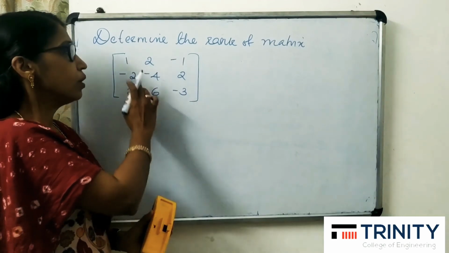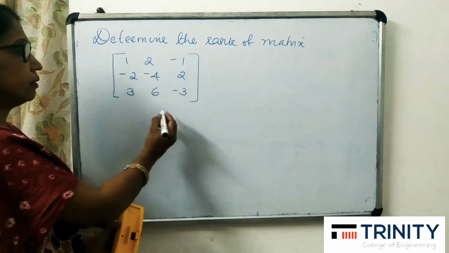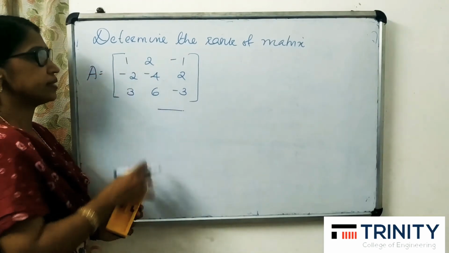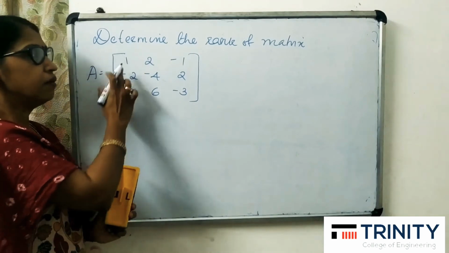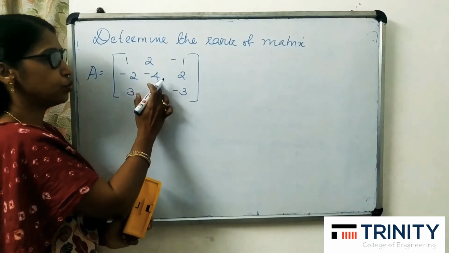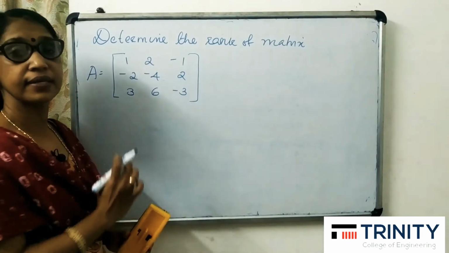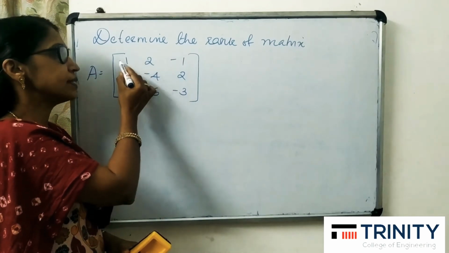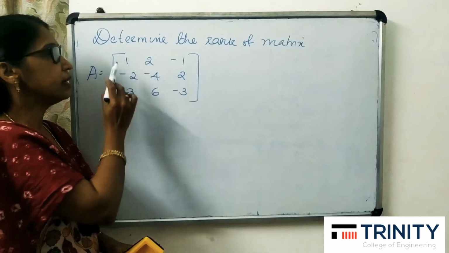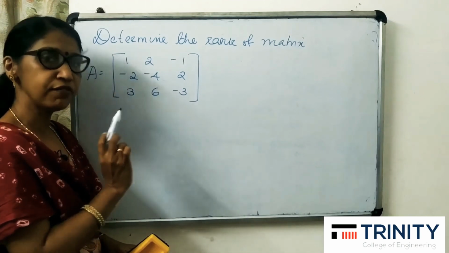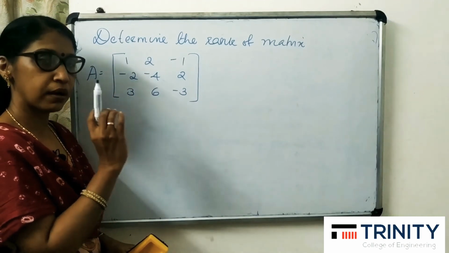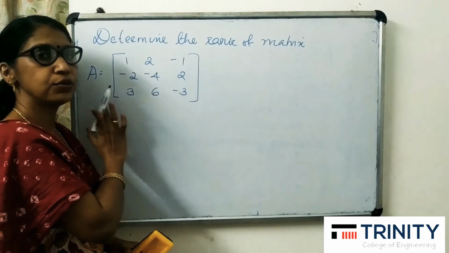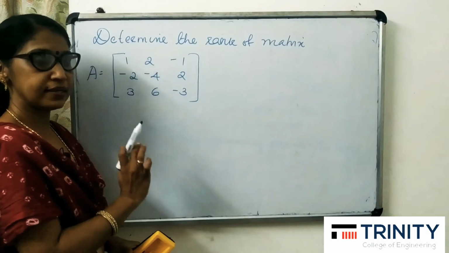Now I am giving the matrix the name A. Let matrix A be equal to 1, 2, -1, -2, -4, 2 and 3, 6, -3. First I have to make the first element 1. Here the first element is already 1, so there is no need to change that element. The first row we write as it is.